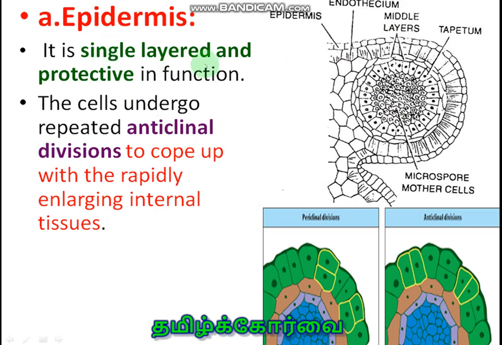Epidermis. It is single-layered and protective in function. Here it continuously undergoes anticlinal division to cope up with the radially enlarging internal tissue. Anticlinal division means the division plane is perpendicular to the surface. Then it increases the size of the epidermis.